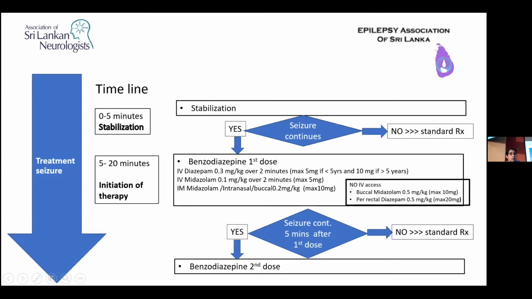If it doesn't stop, you go on to benzodiazepines. And remember, your receptors are going to get internalized, so you go in as quickly as possible. You go in at 5 minutes. So you give one dose, and you wait for 5 minutes. After giving that dose, if there is no response and the patient continues to have the seizure, you are going to give the second dose of benzodiazepine. So this is the time that we call the time of initiation of treatment.